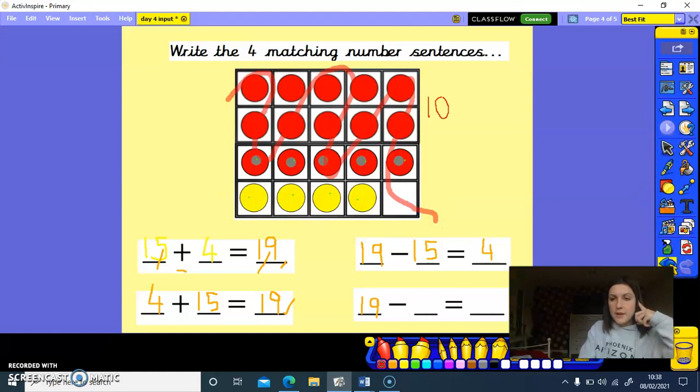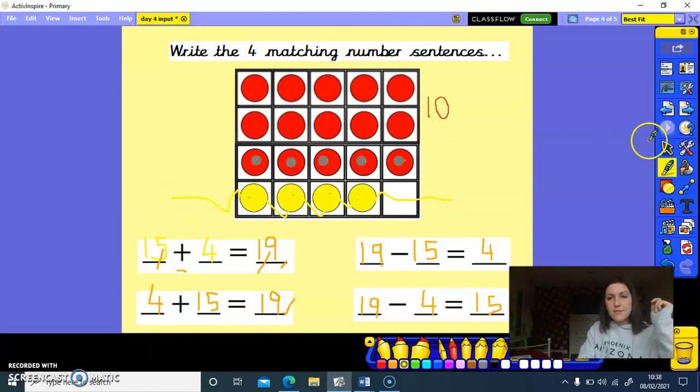Perfect. Okay. This time then instead, 19's here, but I want to swap them around, so it would be 4. 19 take away 4 equals 15. Let's check that's correct. I know this is 19. Let's take away my 4. And I'm left with 15.